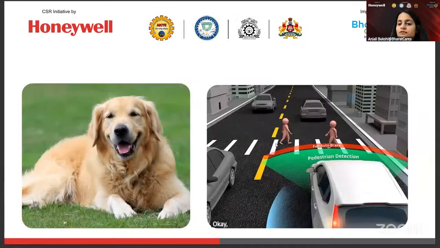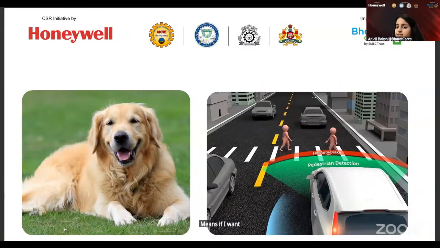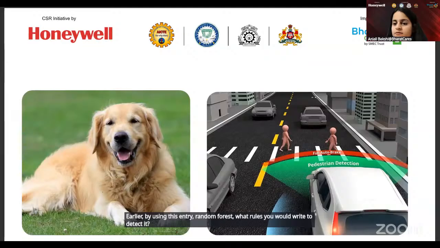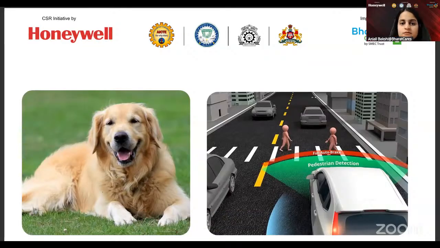Okay, let's see. If I want to build a program to detect a dog, what rules would you write? Means if I want to detect that this image is a dog, earlier by using decision tree or random forest, what rules would you write to detect it? What rules can we write? Rules as in if it has brown hair, it barks, how it looks. Right, Manu. Ruturaj says animal, snout, dog, right?